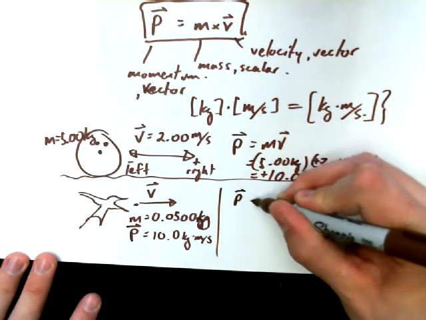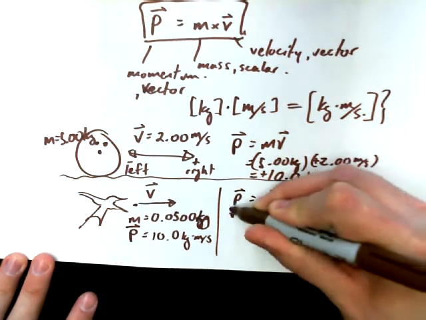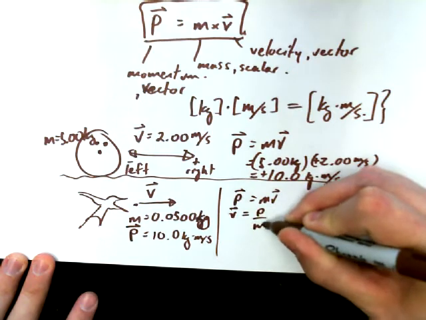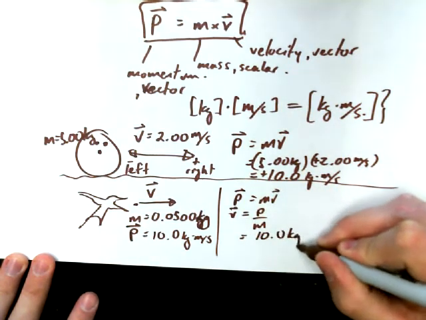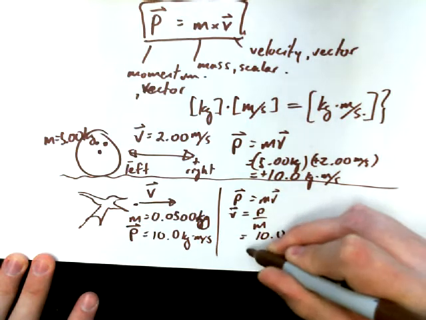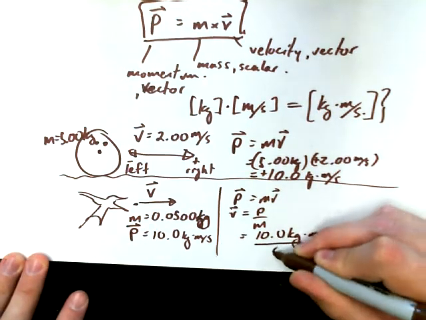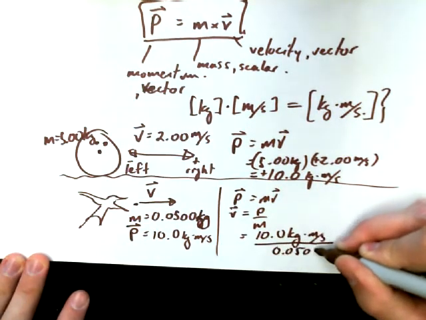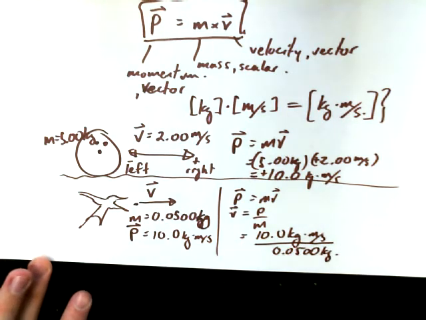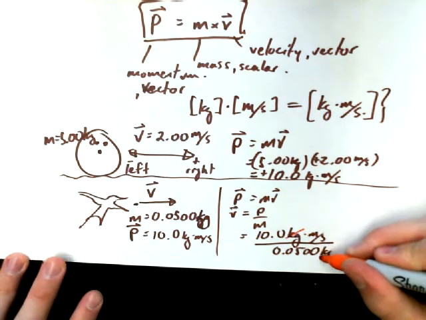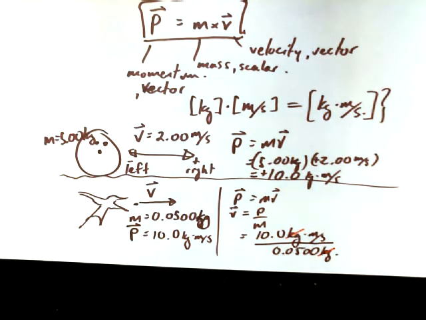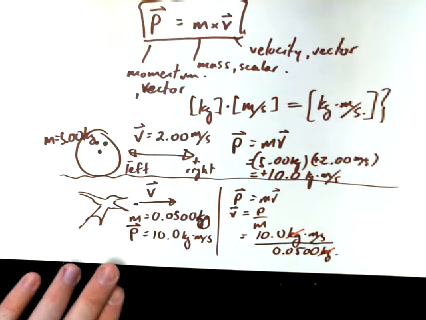So I could say P equals mv, or v equals P over m, or 10.0 kilogram meters per second divided by 0.0500 kilograms. I need some help with the calculations here, but I can see that the units, kilograms on the top, will cancel out with kilograms on the bottom, and it'll leave me with units of meters per second by the time this whole thing is done.